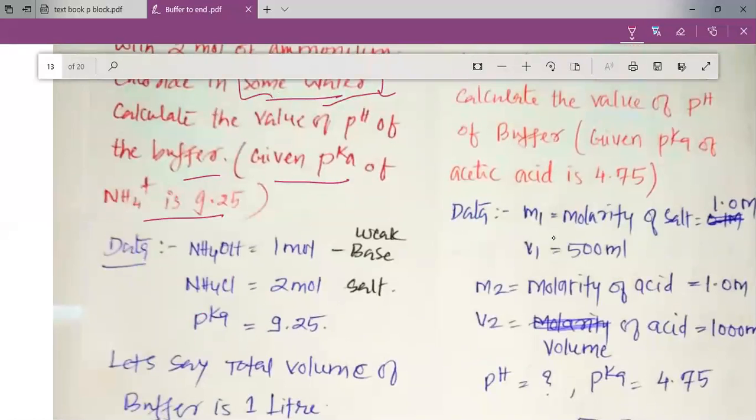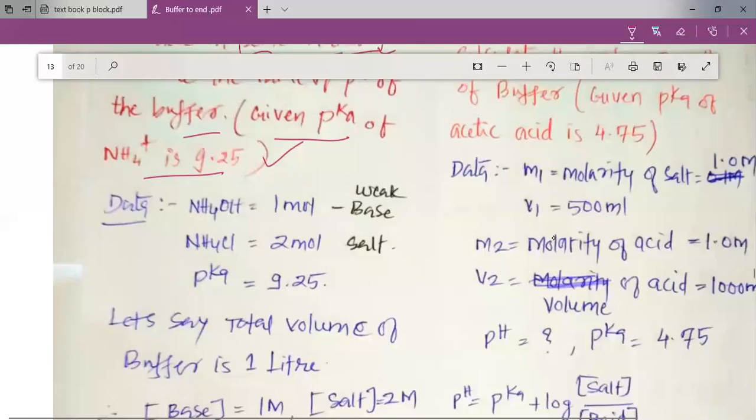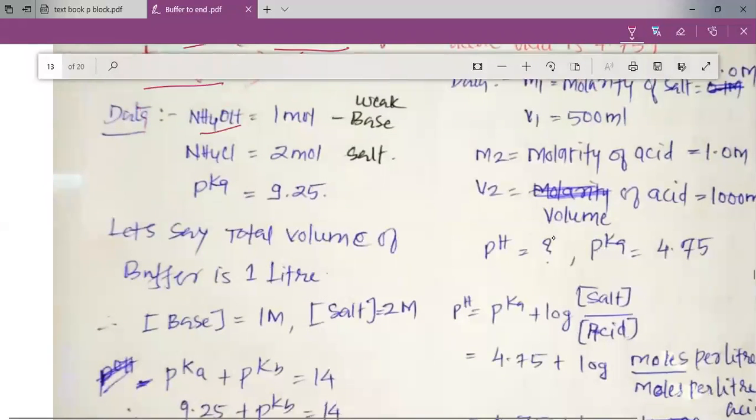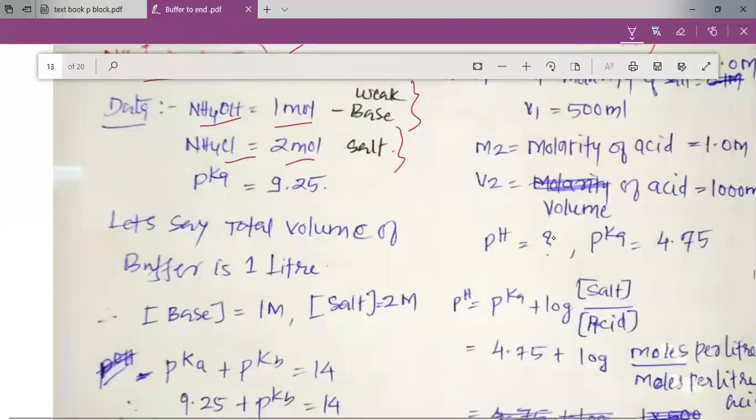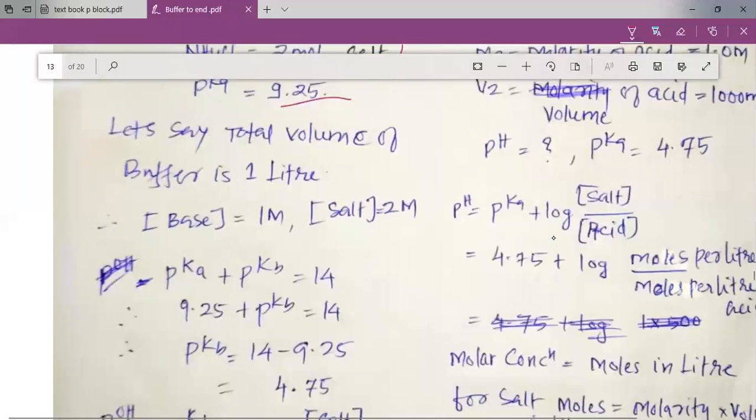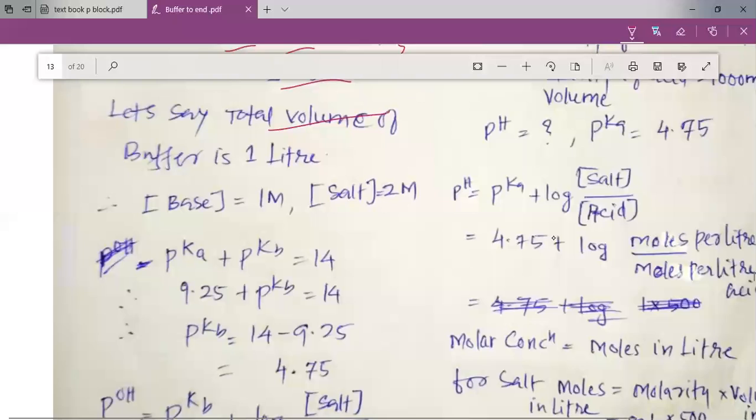Given the pK of NH4 plus, so the pK value of NH4 plus is also given. Now what we have is NH4OH, which is 1 mole, which is a weak base, my dear students. NH4Cl is 2 mole, which is a salt, and the pK value is given. Now let's say we make this the total volume of the solution.